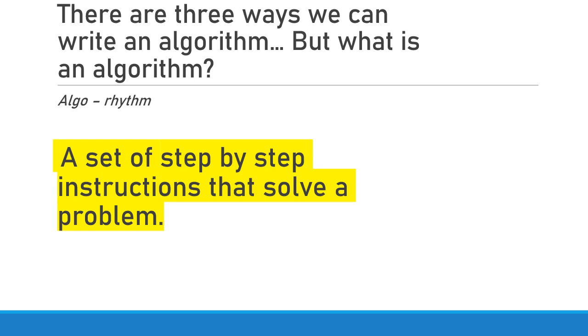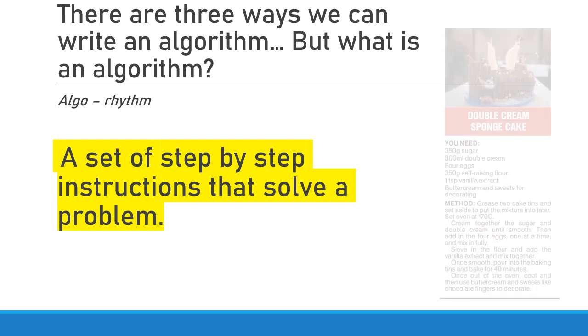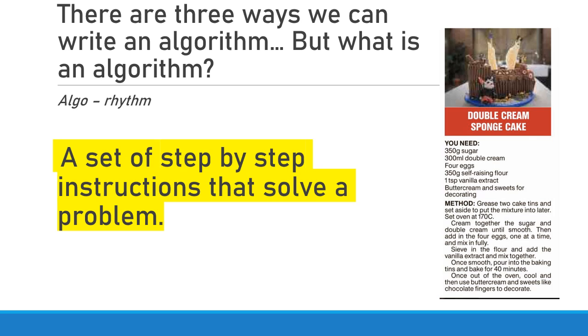There are three ways that we can write an algorithm. An algorithm is a set of step-by-step instructions that solve a problem. Regardless of whether it's a recipe for baking a cake, directions to the nearest restaurant or park, or putting together a Lego model. Algorithms are everywhere. But notice that algorithms aren't necessarily for computers. They're just sets of instructions.